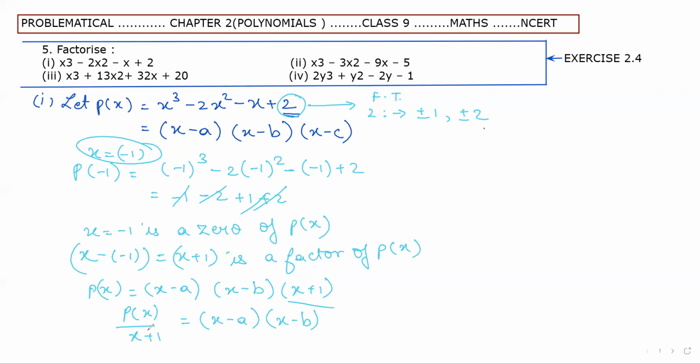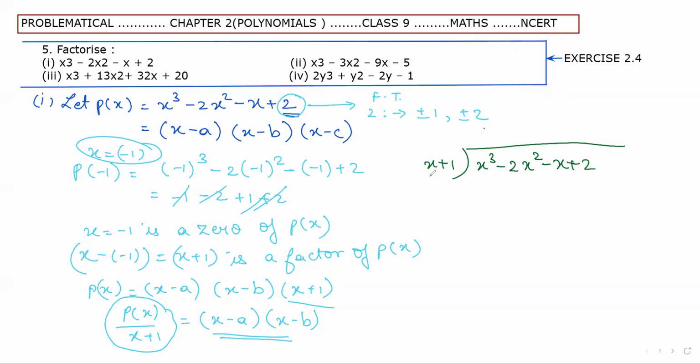Now this is a simple method of division. If you divide p of x by x plus 1, you'll get a quadratic polynomial as your quotient, and factorizing that quadratic polynomial will give you these factors. So all you have to do is direct division. Let's directly divide. You're given p of x by x plus 1. P of x, x cubed minus 2x squared minus x plus 2 is divided by x plus 1.